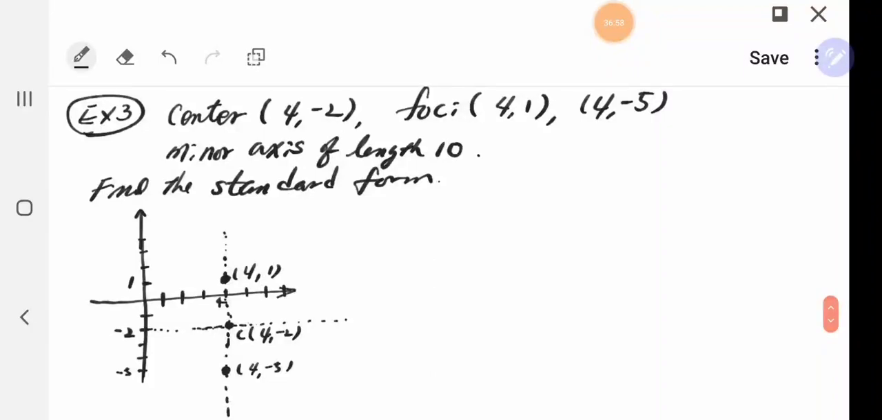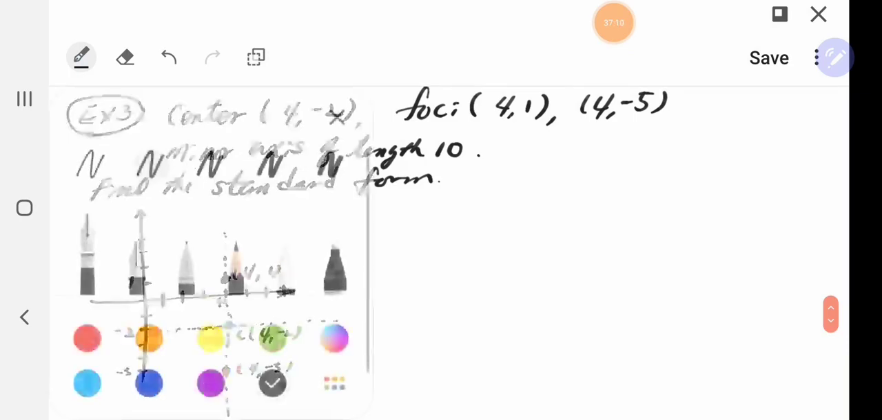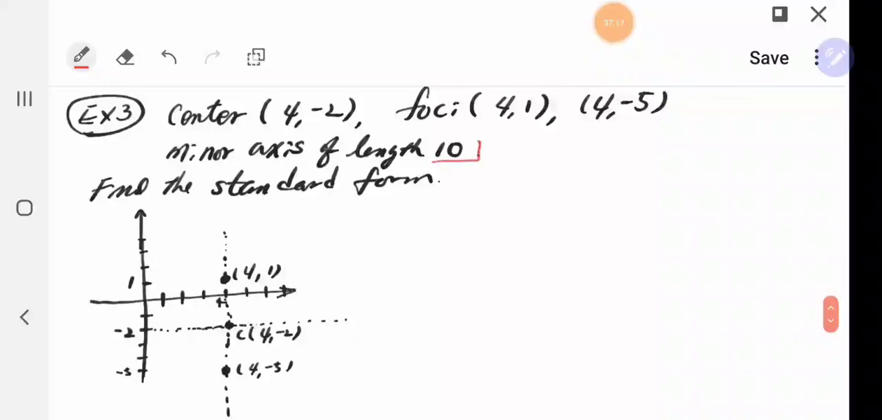Alright, the minor axis of length 10. In this case, the minor axis will be the horizontal line. Since the length is 10, if you divide by 2, 10 divided by 2 is 5. So the point for the minor axis is 5 units away from the center. 1, 2, 3, 4, here is 5. Somewhere. And then there will be an ellipse.